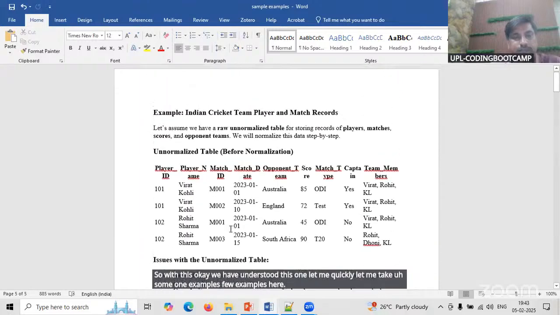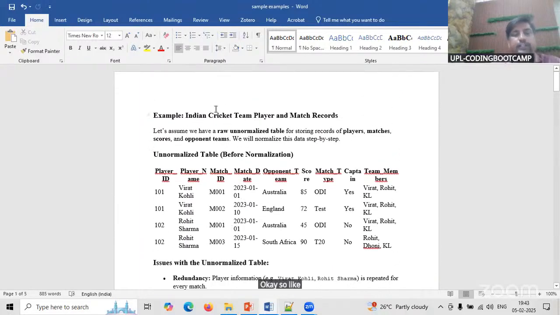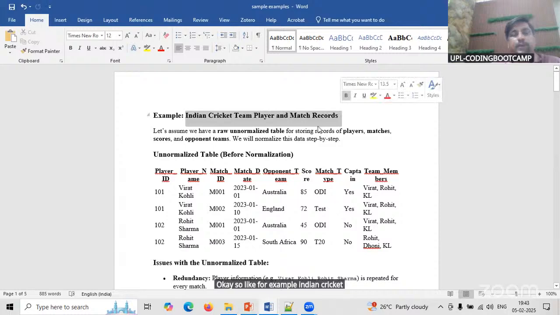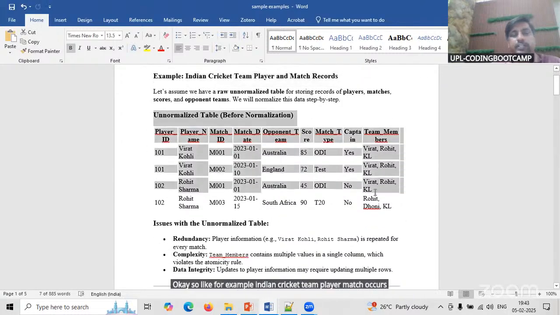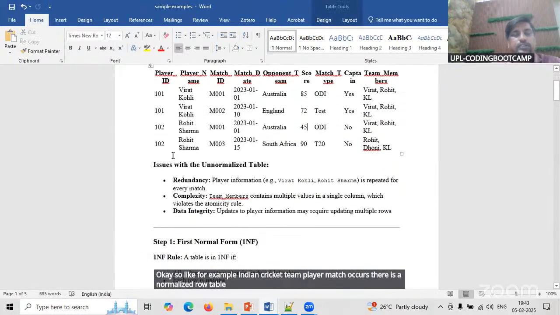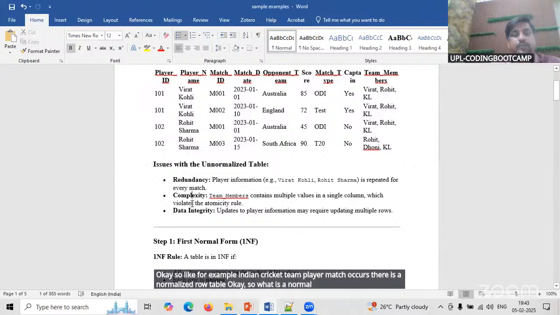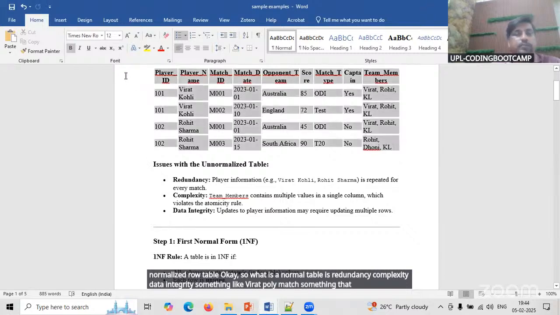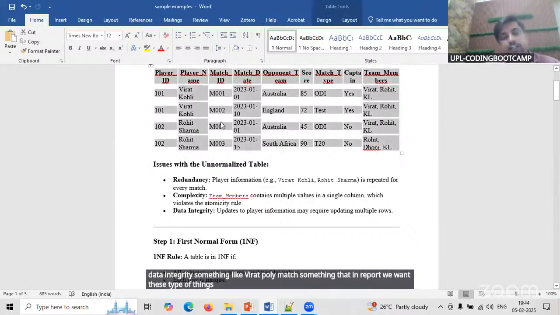Okay. So, for example, take Indian cricket team player match records. This is an unnormalized table. What is an unnormalized table? It has redundancy, complexity, and data integrity issues, something like a Virat Kohli match. In a report, we want this type of thing. As a data engineer or data analyst, people will combine the records and they can do that.